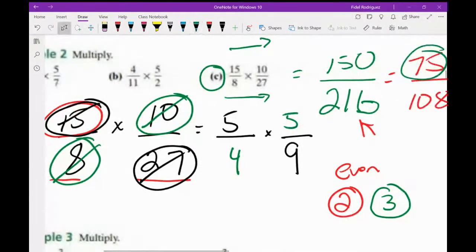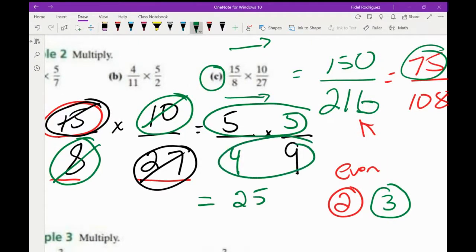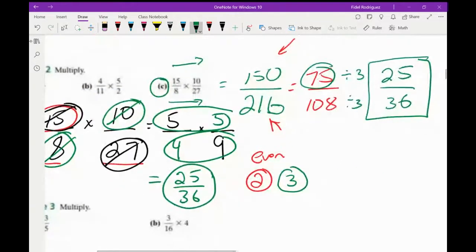And if you notice, when I multiply straight across, guys, 5 and 5 gives me 25. 4 and 9 gives me 36. And if you notice, that should be the same answer that we got right there.